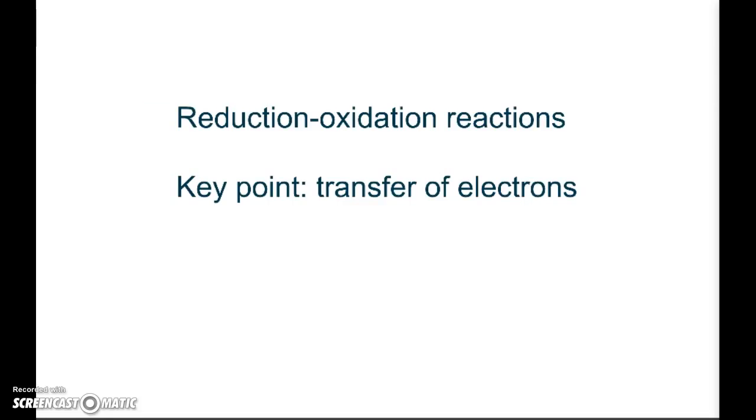Redox is short for reduction-oxidation reaction. The key point of this kind of reaction is the transfer of electrons. This kind of reaction is involved in most energy transferring reactions in the cell, so it's very important for us to fully understand it.